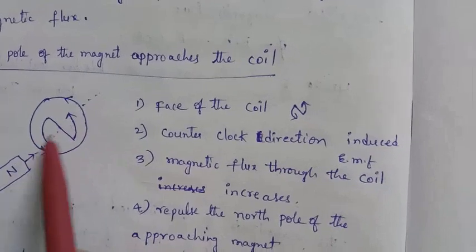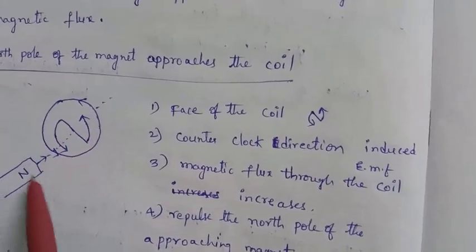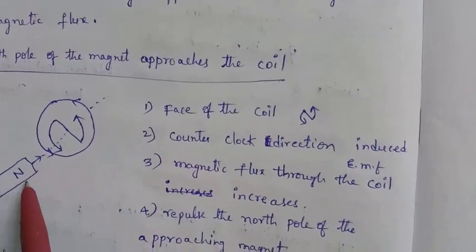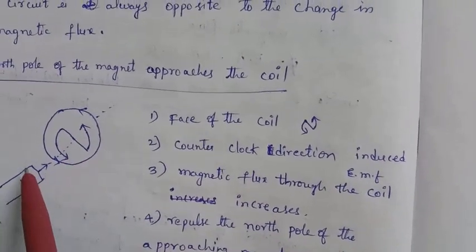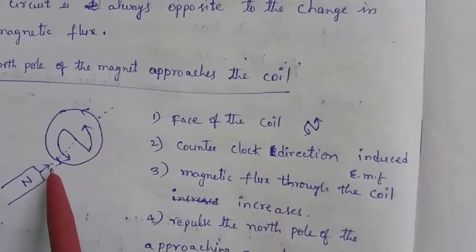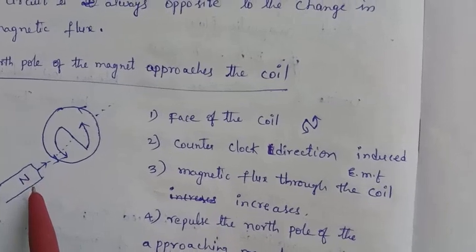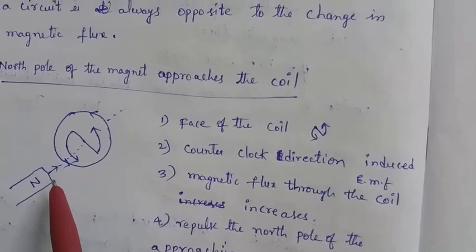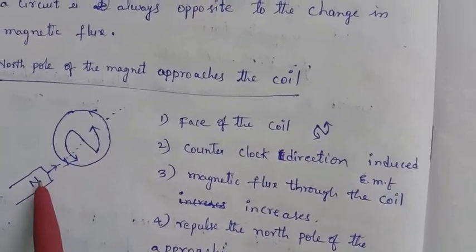So there is a repulsion. So you are doing work against this repulsion. So what is the work done? That work done will be, according to the law of conservation of energy, what is the conservation of energy? Energy can neither be created nor be destroyed.